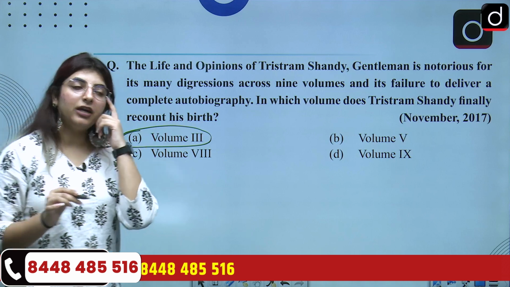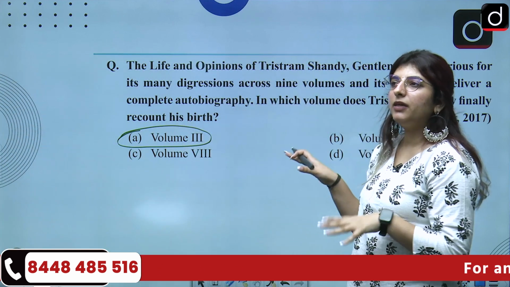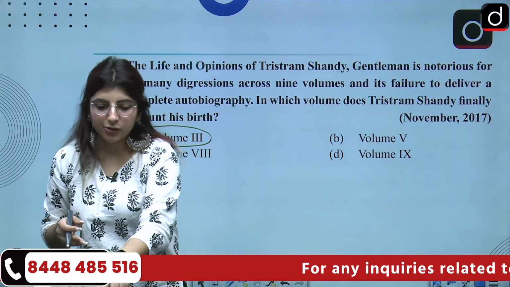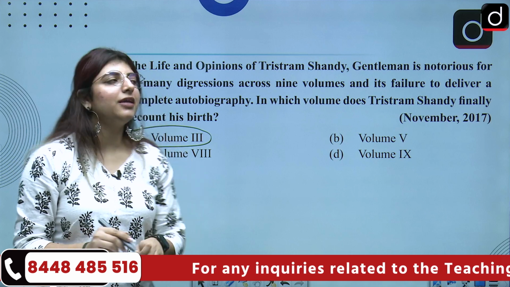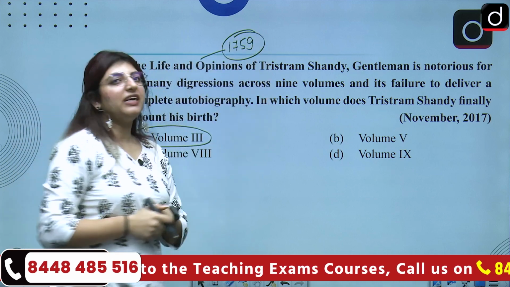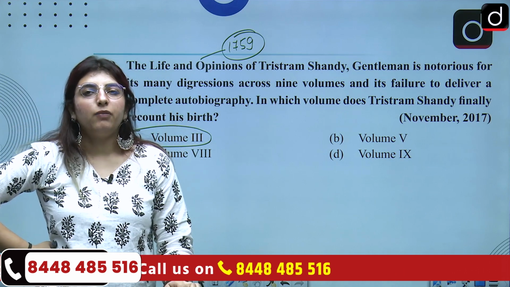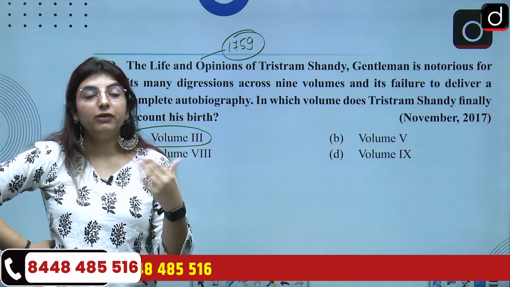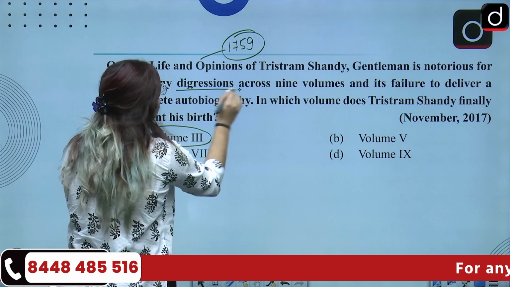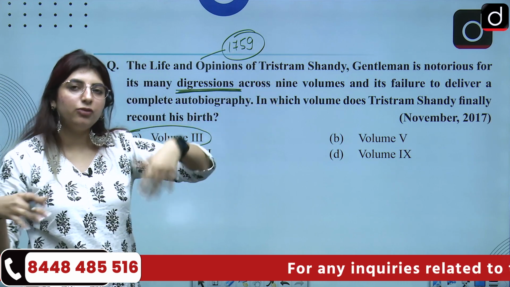If we look at this question directly, this particular work has been considered a modern work, when modernism had not even arrived yet, because this work was published in 9 volumes in the year 1759. So you see, during the age of Samuel Johnson, the age of transition, this work was published. Now why was it called a modern novel as well? Because of this particular fact, digression. Lots and lots of digression. One thing is going on, then another happens, then a third.